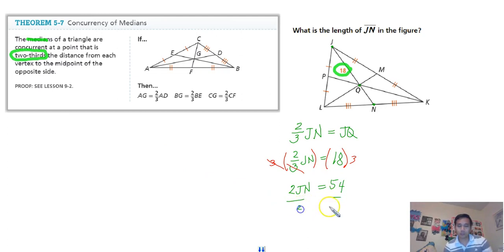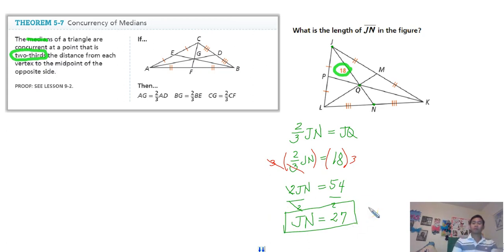Therefore, JN, which is the problem now, is 27 units. I'll tick that because we already answered our problem. As easy as that. So we are basing our process on the theorem that we have about concurrency of medians. That's two-thirds the distance from each vertex to the midpoint of the opposite side.